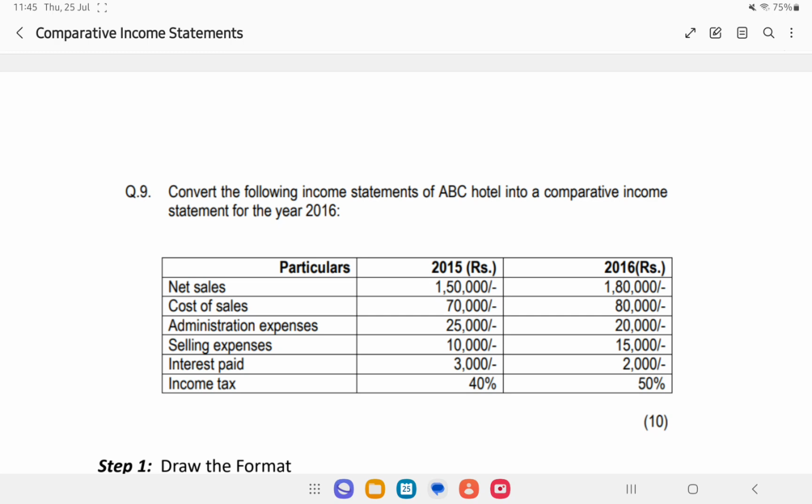Okay, now we can see the question. It is given particulars. Net sale of 2 years. The ABC hotel made a net sale of 1,55,000 in 2015 and 1,80,000 in 2016.